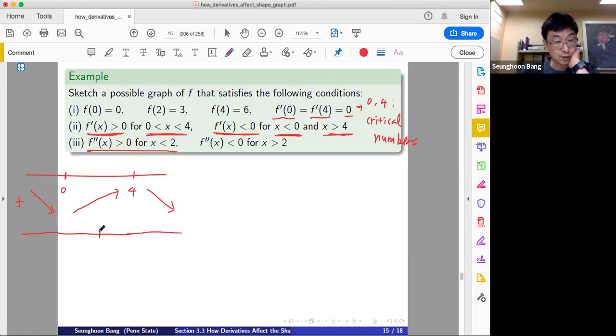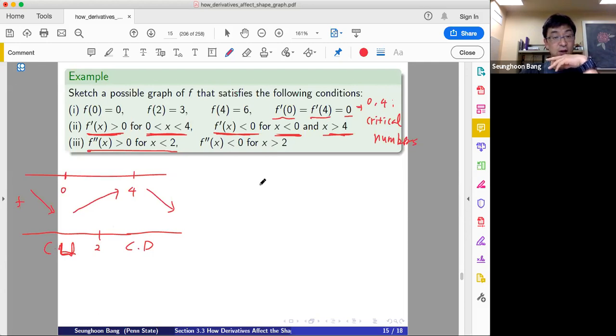You choose the middle one, 2. For x less than 2, the graph is concave up. For x greater than 2, the second derivative is less than 0, so concave down. So like this, right? Next, you can sketch the graph.